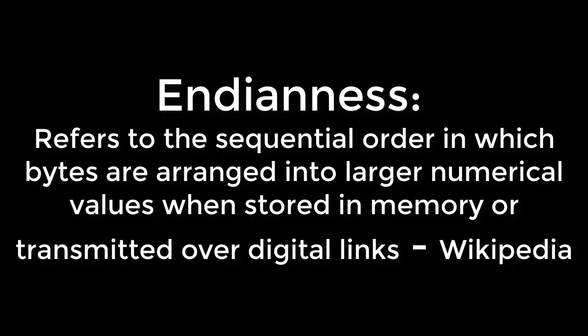So what is endianness? Wikipedia actually has a pretty good definition: endianness refers to the sequential order in which bytes are arranged into larger numerical values when stored in memory or transmitted over digital links, such as a network. And what that means is that when dealing with numbers that are larger than a byte, so larger than 255, the way the computer stores that number may not be the way you think of that number when you write it out on a piece of paper.